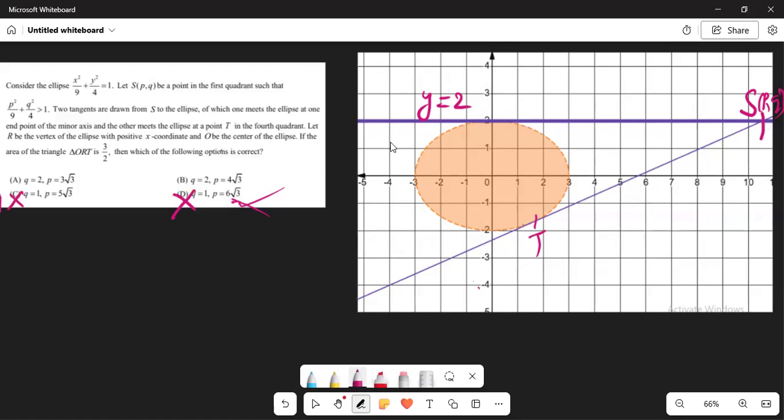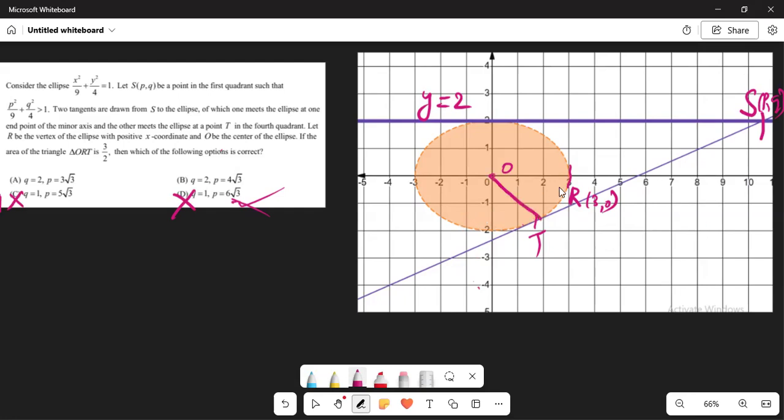Okay, so this is T, and there are some namings given. This is R, the vertex of the ellipse with positive x coordinate. Vertex is the endpoint of the major axis, and since the x coordinate is given to be positive, this is R, (3, 0), and O is given. This is the center.